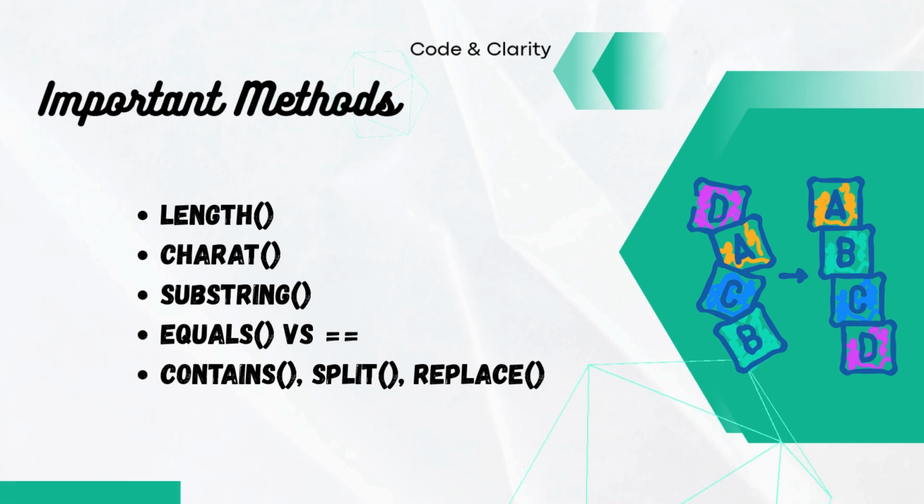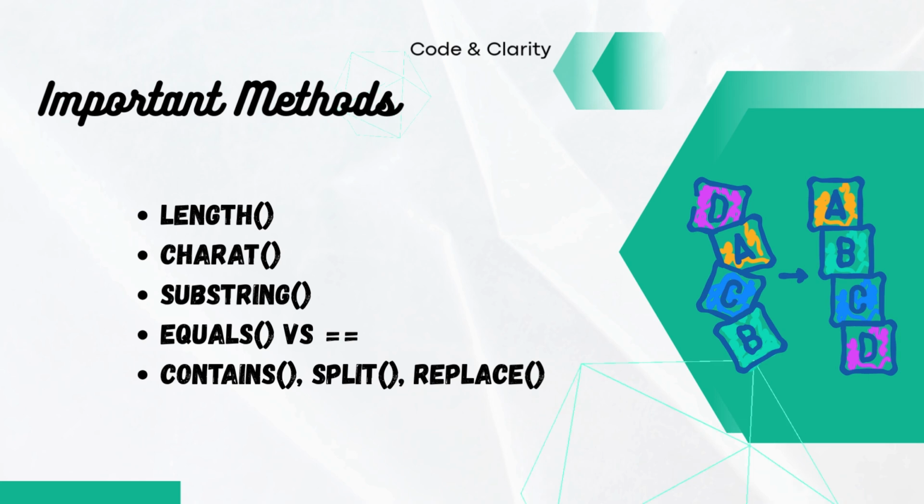Now let's quickly go through some commonly used string methods that interviewers expect you to know. The first one is length(), which returns the length of the string. Next is charAt(), and within the brackets you write the int index, which gives the character at a specific index. The next one is substring(), and within the brackets you write the start and end integers separated by a comma, which extracts the portion of the string from the start index to the end index.